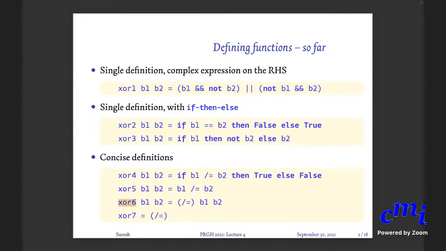Yes, could you just repeat XOR 3 once, like what it reads as? XOR 3. Okay, so look at this. If B1 equals B2, then false, else true. That's what this is saying, right? If you plug in two values and if they're equal, then it gives you a false. If they're not equal, it gives you true.